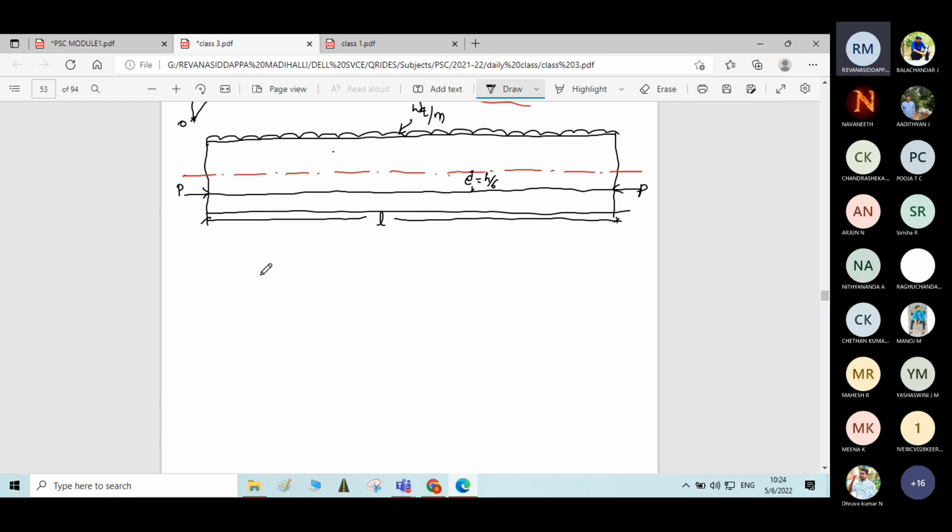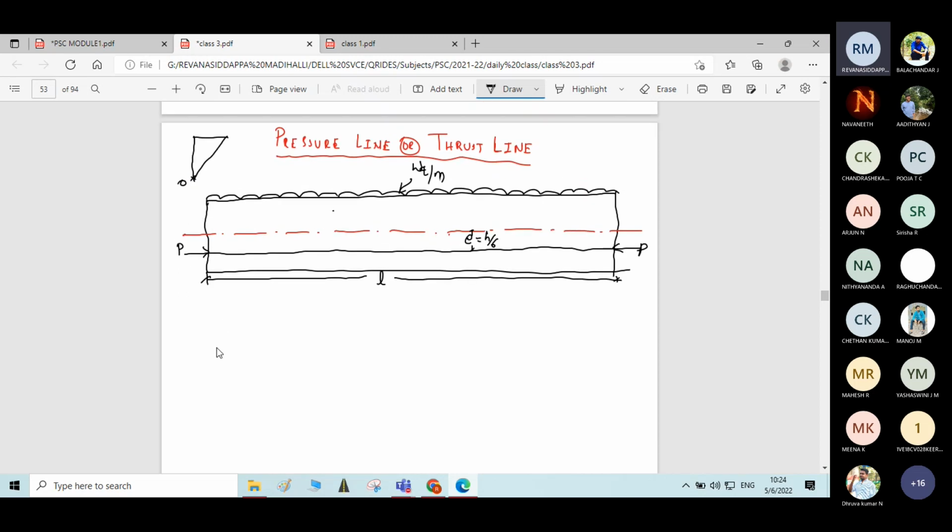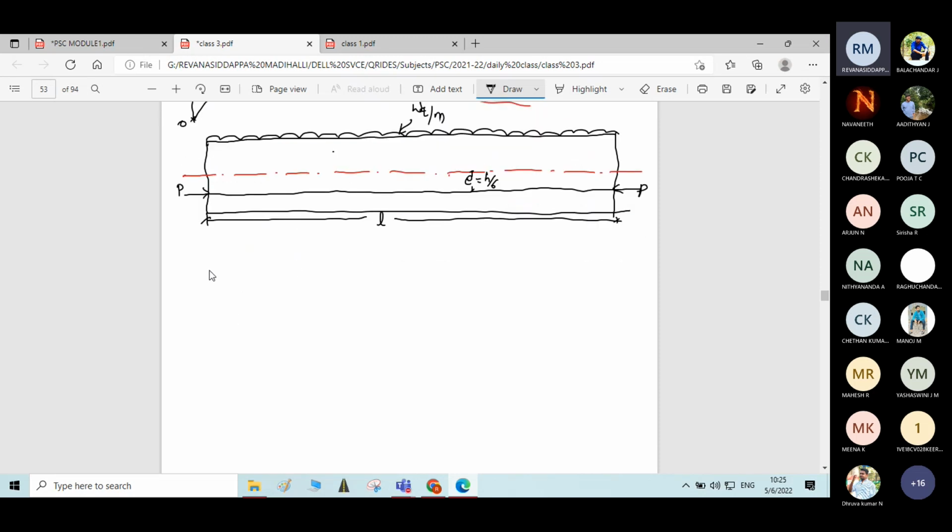Now, if you calculate the stress distribution at different points of the beam, what will be the nature of stresses? Let us see. At this condition, if we calculate stresses at the end of the beam, meaning the stress at the support section, the nature of the stress distribution will be as follows. Let me draw the diagram. So this is the nature of the stress distribution diagram. This is the centroidal axis.